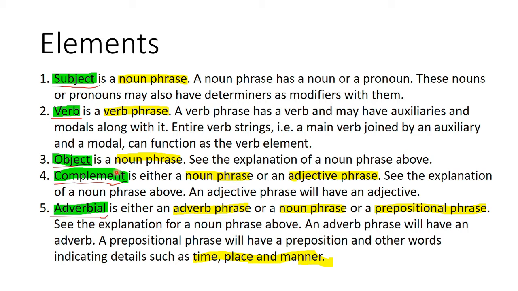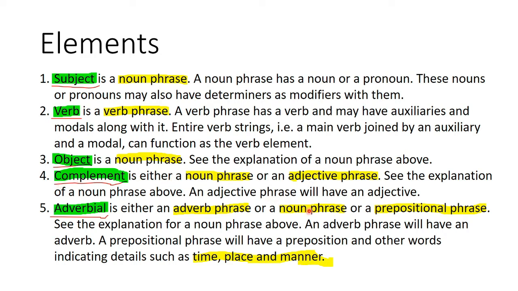However, we have another category here. If a noun phrase is renaming or describing the object element of a sentence, then it will be referred to as the object complement. So we have two types of complements. We have a subject complement and an object complement.